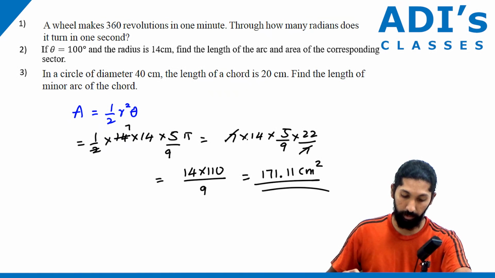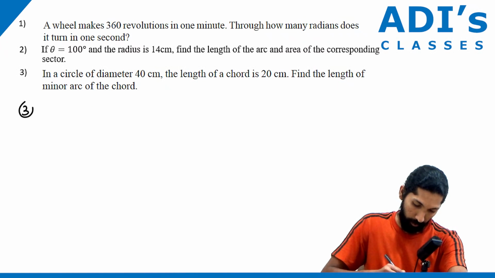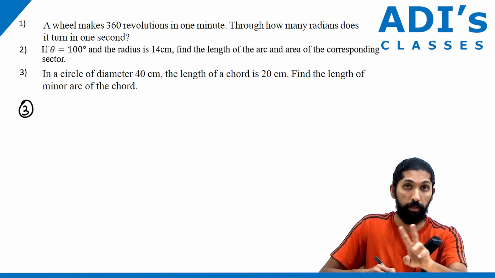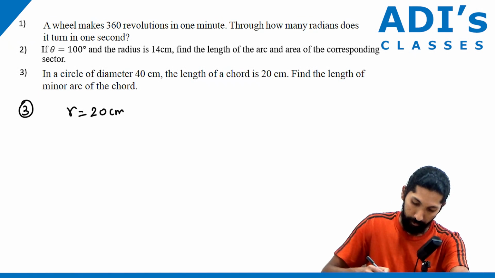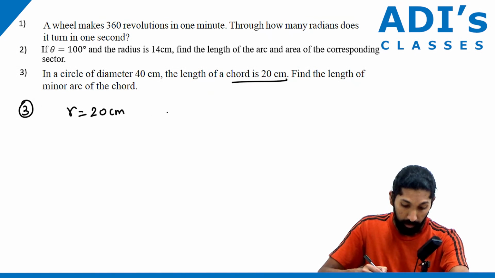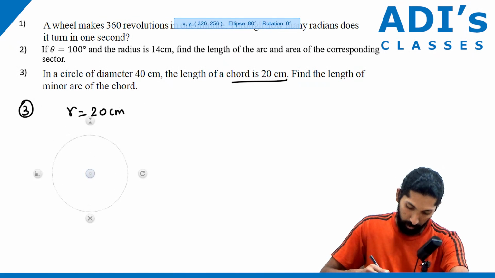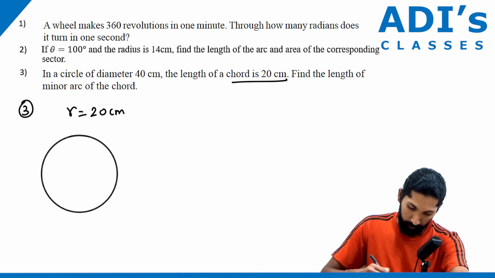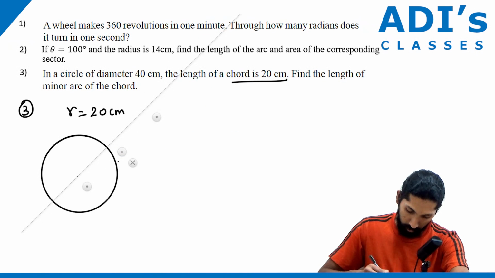Alright. Now let's do the third one, the last problem here. Circle has a diameter of 40. So radius is what? 20. Radius is 20 centimeter. The length of the chord is also 20. Find the length of the minor arc of the chord. So what we'll do, we'll write one small circle here, as a reference figure. Now you have a radius. So let's say we are going to have a radius something like this. Let's say this is the diameter.